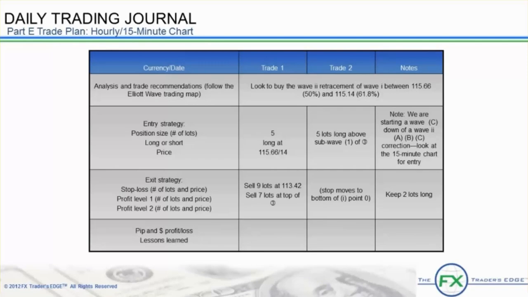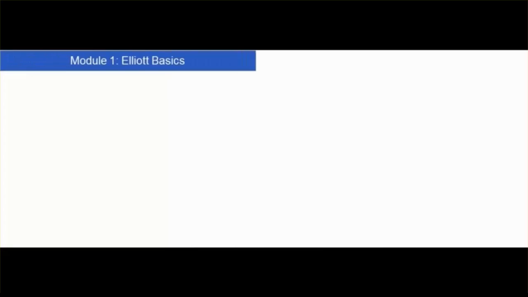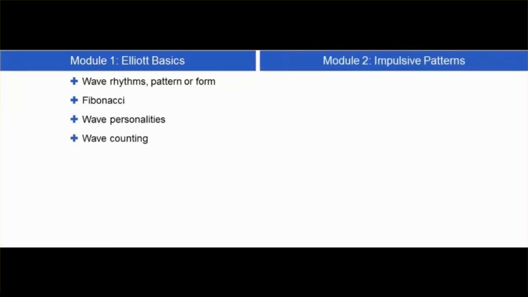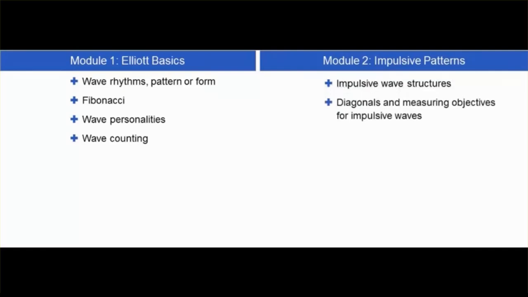Finally, when the trade is complete, note the pip and dollar profit and loss. Take note of lessons learned as well. You have come a long way on your journey to learning how to trade the Elliott Waves. In Module 1, you learned the basics, the building blocks for success. You learned about the rhythms of the Elliott Wave, wave pattern or form, Fibonacci, wave personalities, and how to count waves.